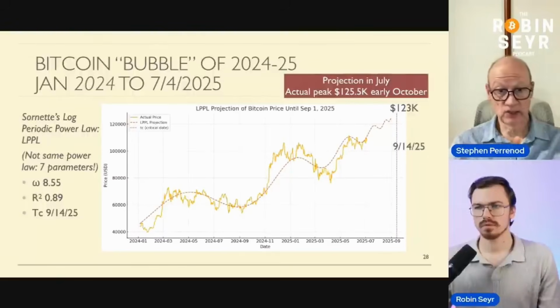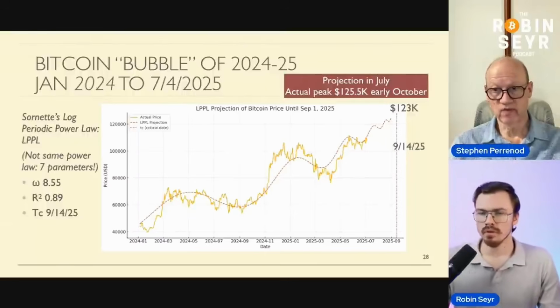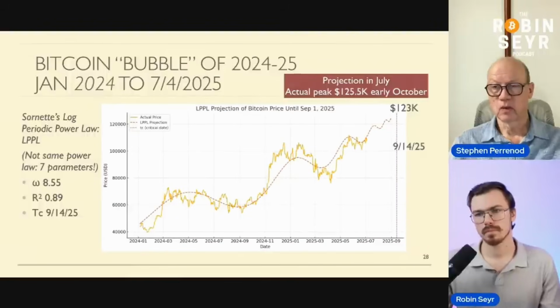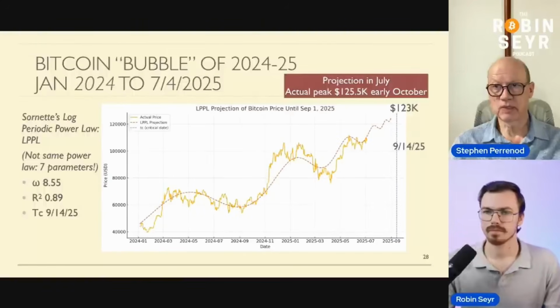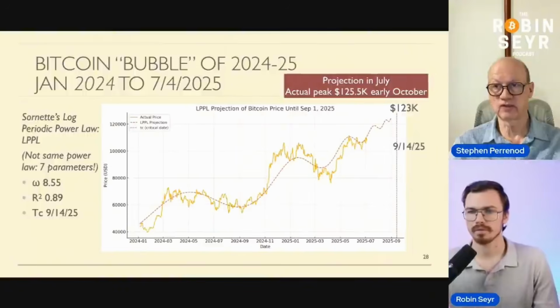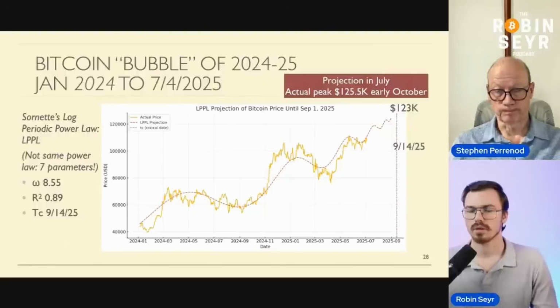I ran this model in July, and I used data from the beginning of 2024 through the middle of 2025. So it's 1.5 years of data. And it predicted the peak at 123,000 in middle September. And the actual peak was 125,000, 126,000 in early October. So it's reasonably accurate. And I presented this publicly back in July.